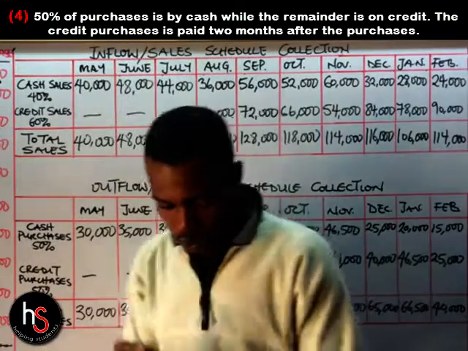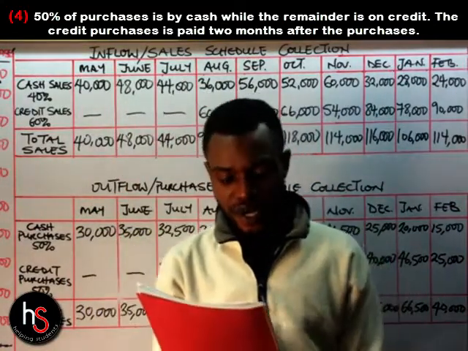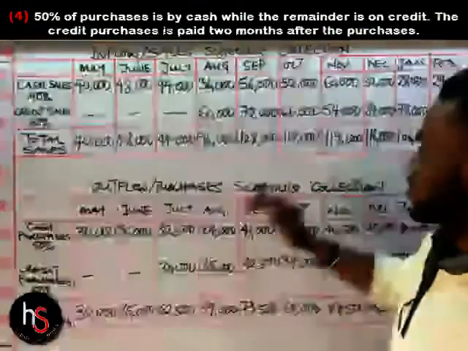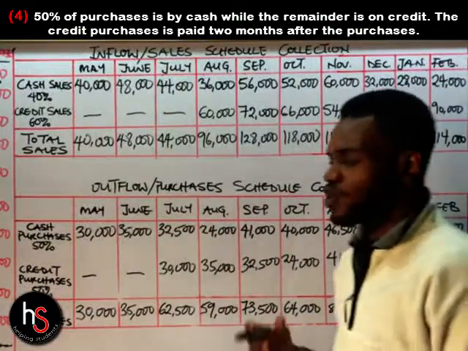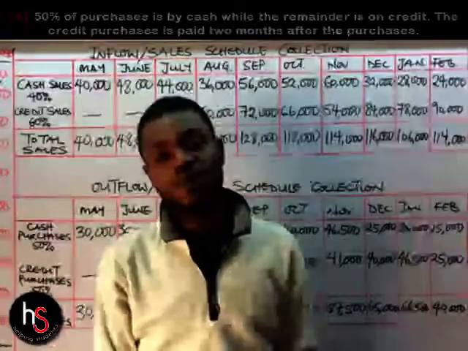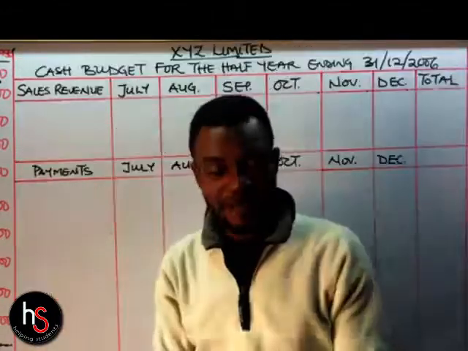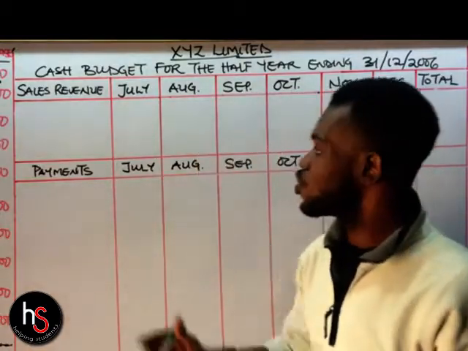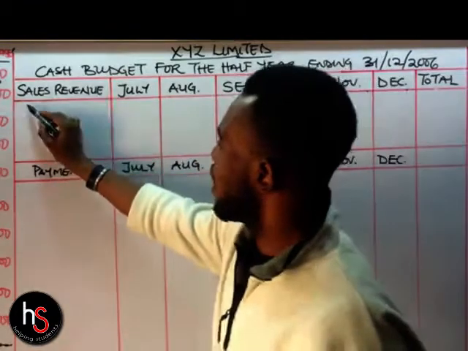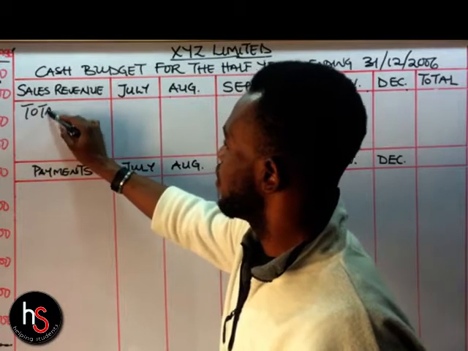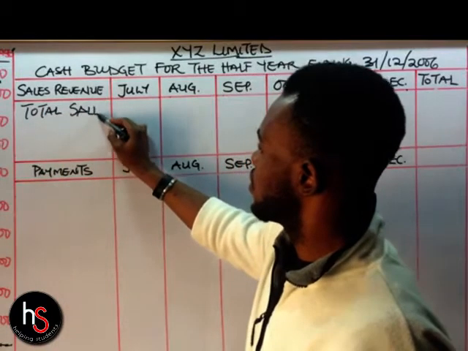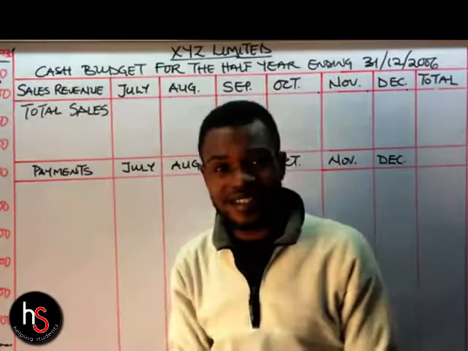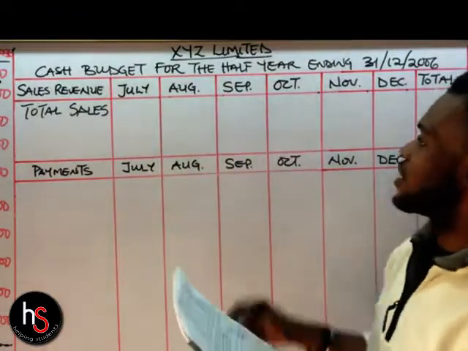40,000. So, with what we've done here, we've treated question number 3 and question number 4, which is the sales schedule collection and the purchases schedule collection. So we'll move over to the main cash budget itself. The values we got as our total sales and our total purchases, we're going to bring out now. So we'll have our total sales here. The summation of the credit purchase, the credit sales and the cash sales will now be reading out in their respective months.